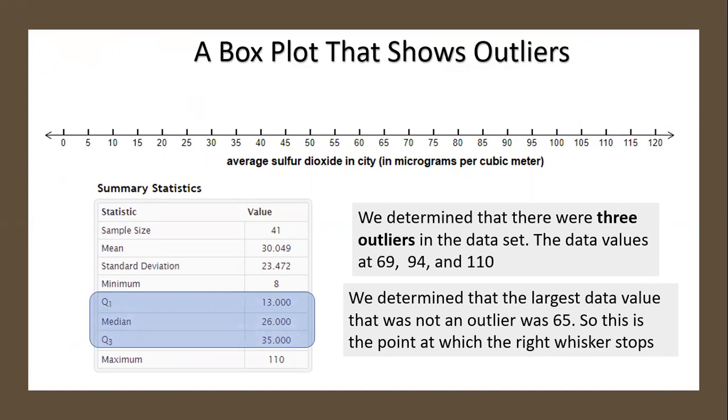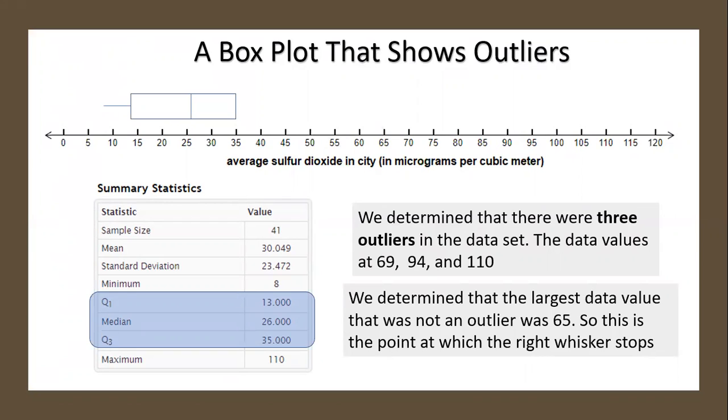Here are our quartiles, 13, 26, and 35. Of course, we'll use those to make our box. There's our box stretching from Q1 at 13 up to Q3 at 35. And you see we've marked the median at 26. That's always our first step. Then we draw our left whisker. There were no small outliers here, so that left whisker will extend down to the minimum value of 8.